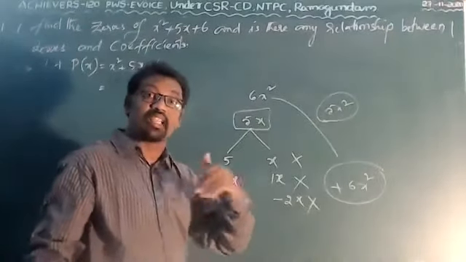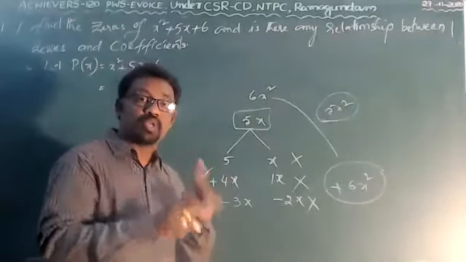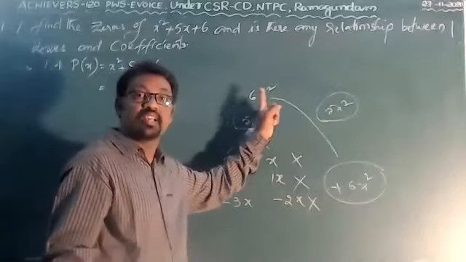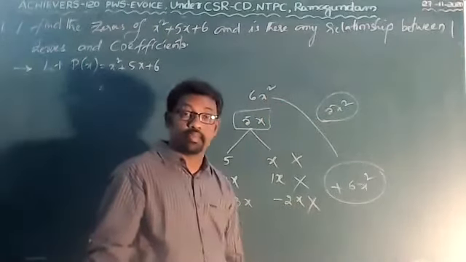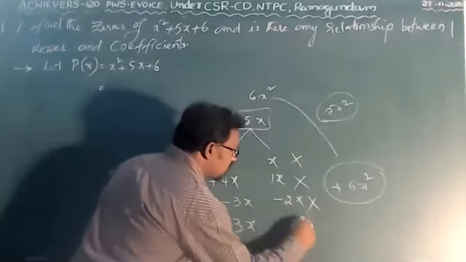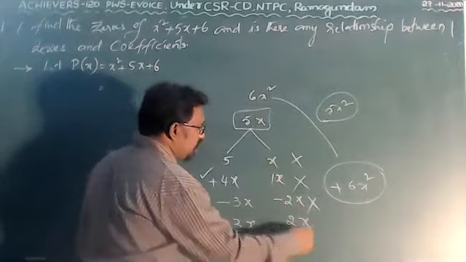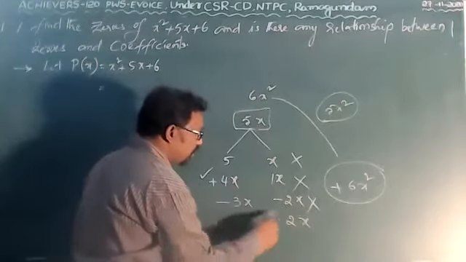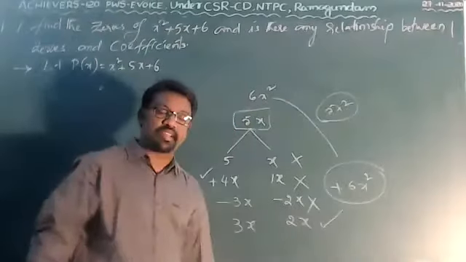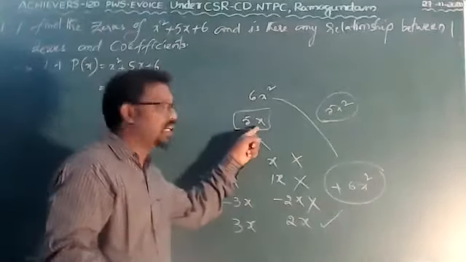You have to collect the terms like that. When you add the terms, you should get 5x. When you multiply the terms, you should get 6x square. What are the two terms? Let us take 3x and 2x. 3 plus 2 is 5x. Multiply this one, 3 2s are 6, x into x. So now that is correct.